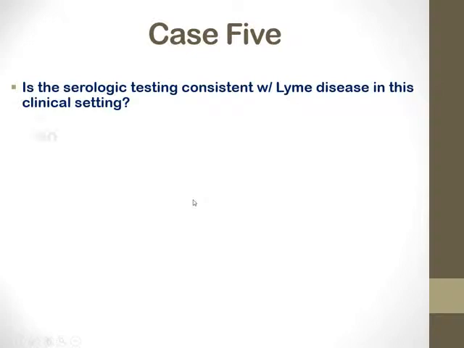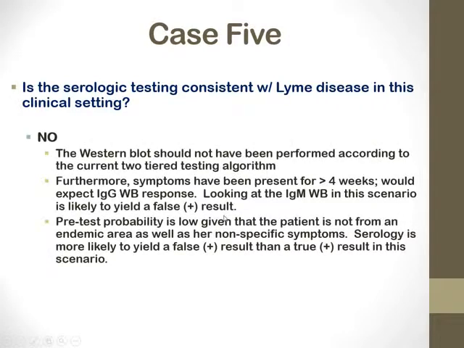Okay, so about 70% of you said no, that this is not consistent. About 30% thought it might be. I would argue that in this scenario, for the following reasons, this is not consistent. First of all, and I think most importantly, the Western blot really should have never been performed. According to the current 2-tier testing algorithm, the screening ELISA was negative, and any additional information we get at that point is really clinically uninterpretable.